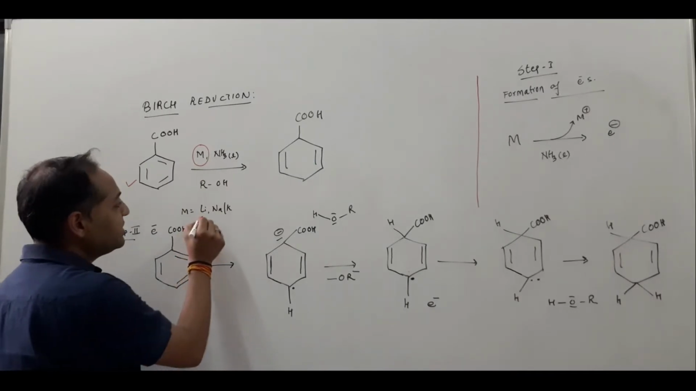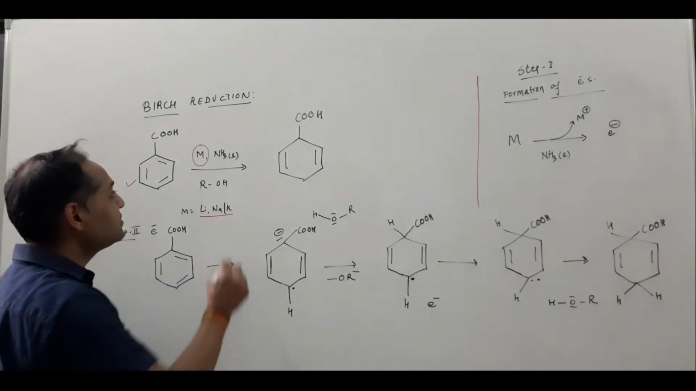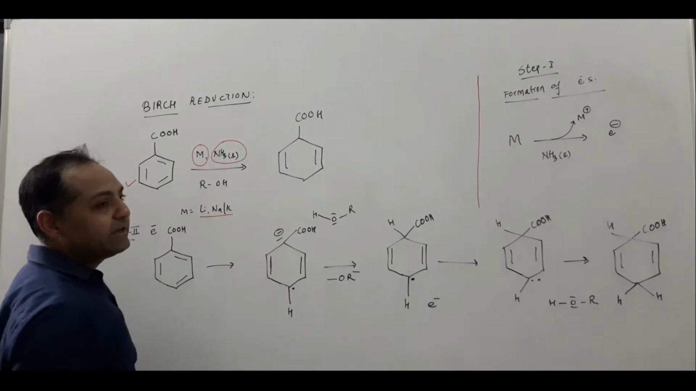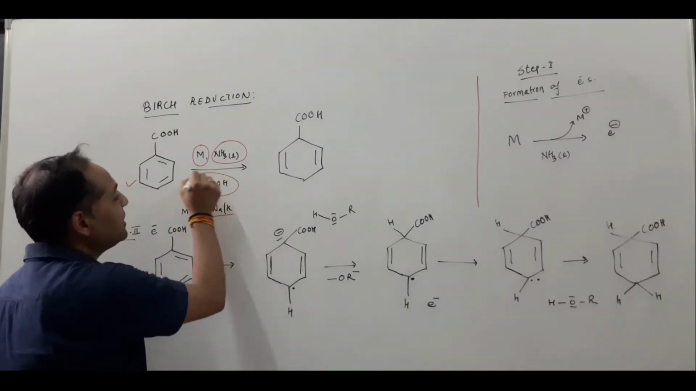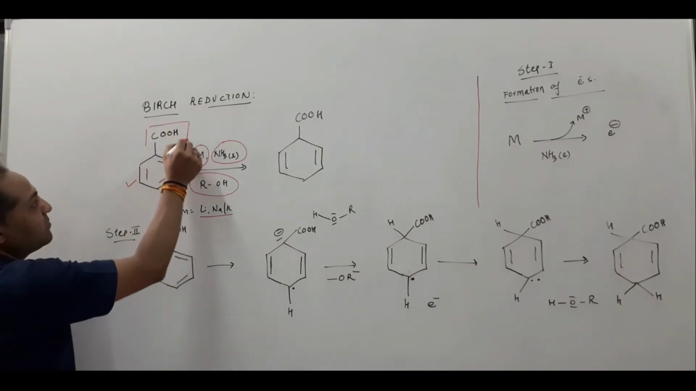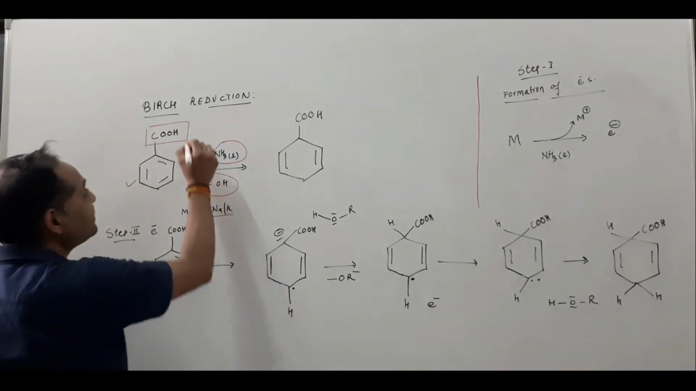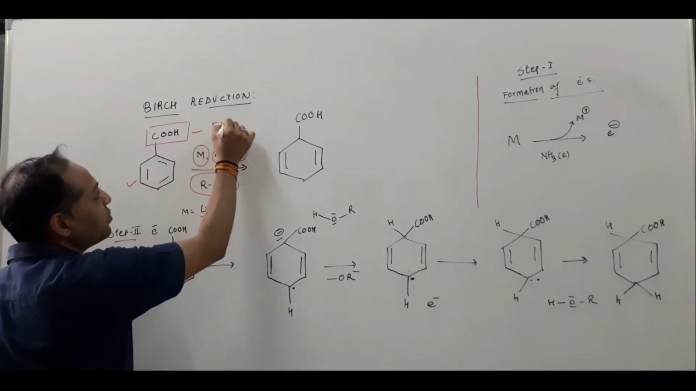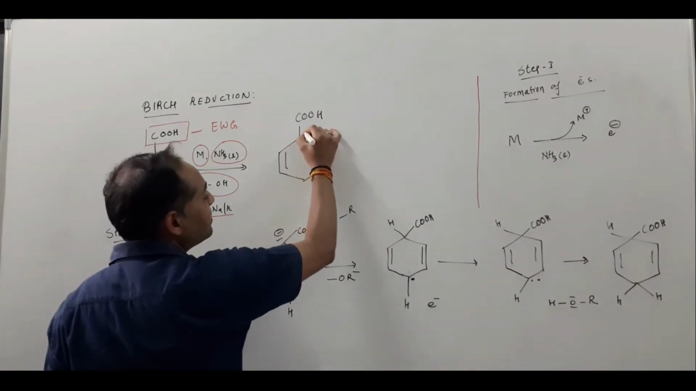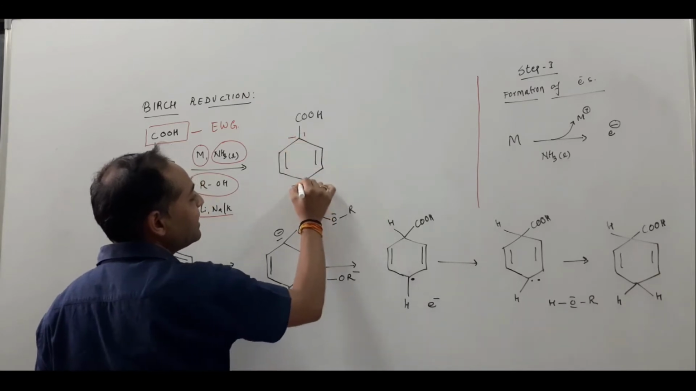Here the metals generally used are lithium, sodium or potassium, and the reaction medium is liquid ammonia, and alcohol is used as well. And if on the arene, on the aromatic system, there is, suppose, a carboxylic acid group, which is considered an electron withdrawing group, then reduction occurs at these positions, that means at this carbon and this carbon.